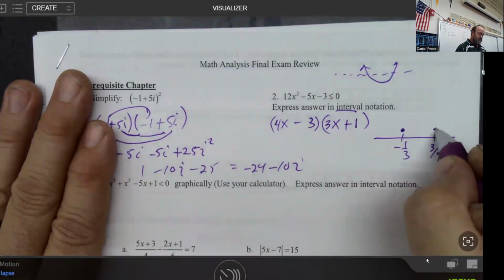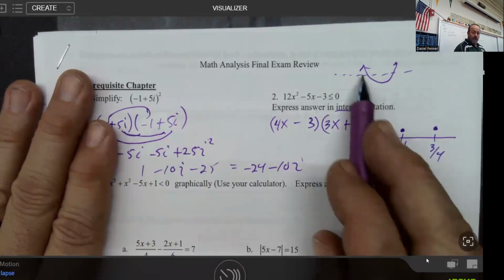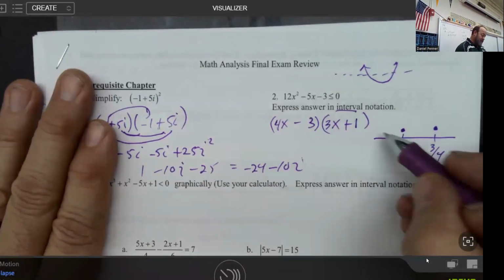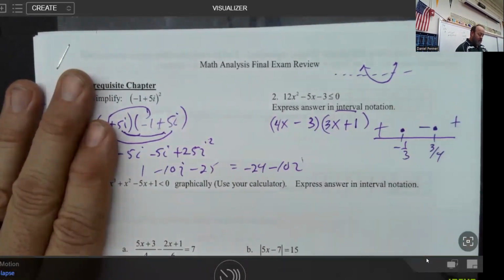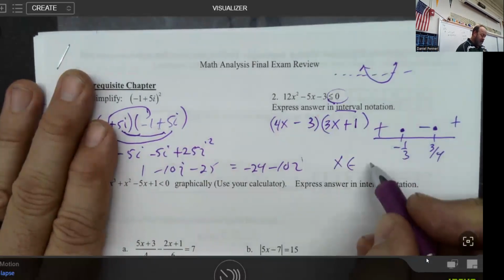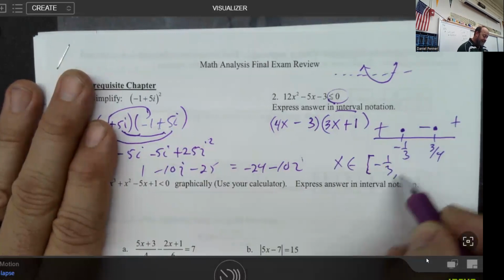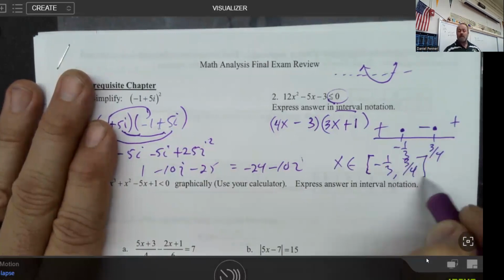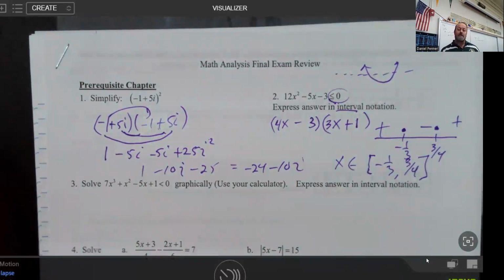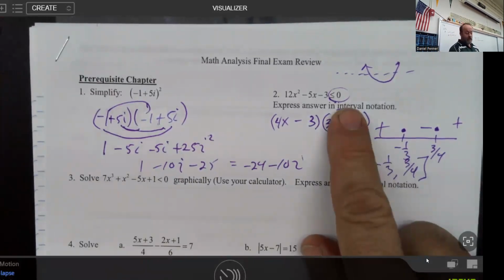And keep in mind in this story, I said or equal to, so we like it. Remember, parabolas go like this. They're up on the sides and down in the middle. So I'm wondering when it's true. So that would happen where x is an element of values between -1/3 and 3/4. And notice that I made square brackets there, and those square brackets are indicative of the fact that you can actually touch both sides.